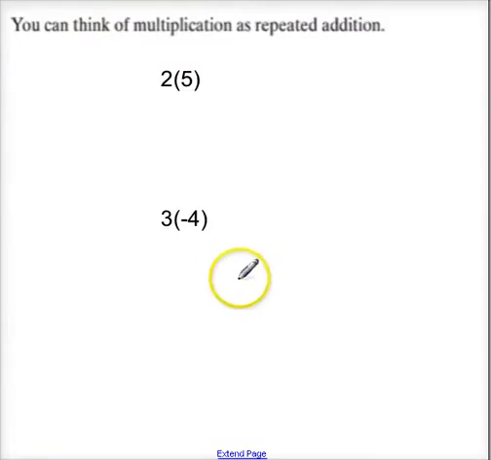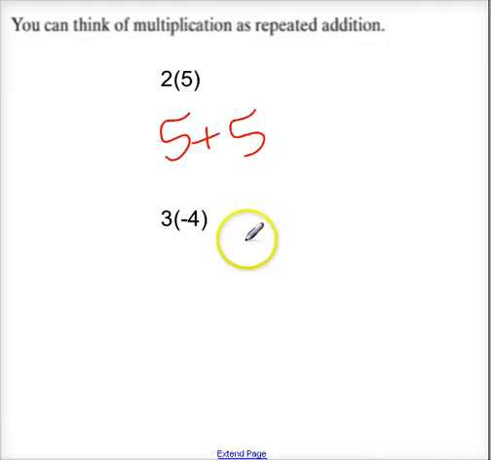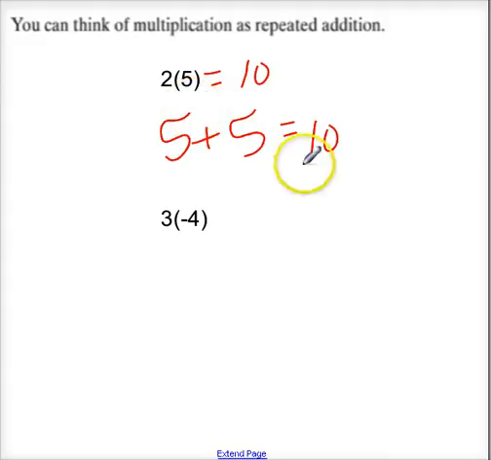First, it's good to remember that multiplication is the same thing as repeated addition. 2 times 5 is the same thing as 5 added together twice. 5 plus 5 is 10, which is the same thing as 2 times 5. Instead of adding things over and over, we use multiplication as a simpler way of solving.